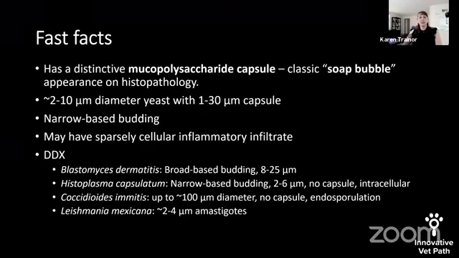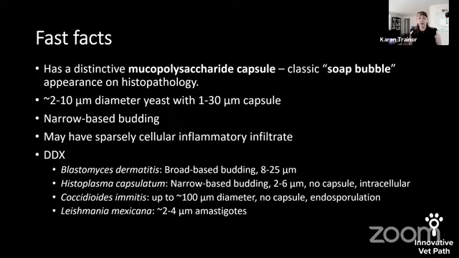Inhalation is the most likely route of transmission for this, with hematogenous spread to other locations. It has a distinctive mucopolysaccharide capsule, and it creates this classic soap bubble appearance on histopath, and that's what I'm going to show you in these cases. The yeasts themselves are about 2 to 10 microns in diameter, and they have this really cool capsule that surrounds them. It's a mucopolysaccharide capsule, and that can vary in thickness from about 1 to 30 microns in diameter.